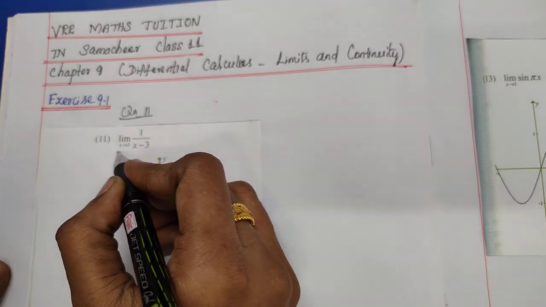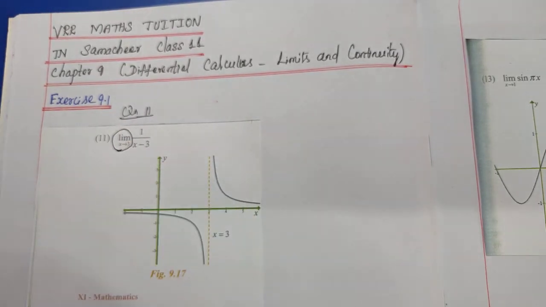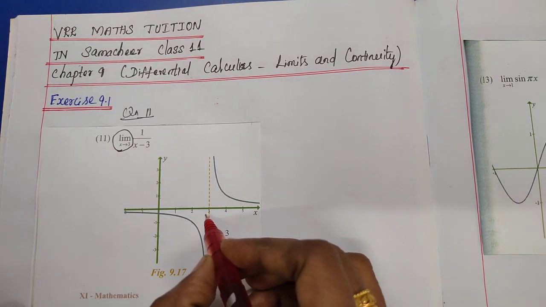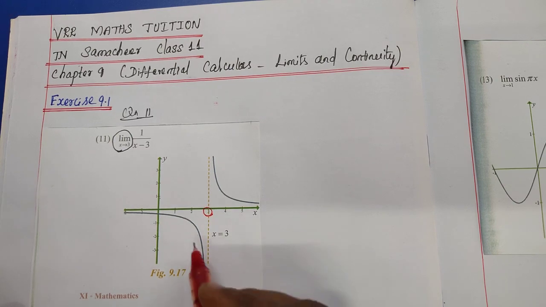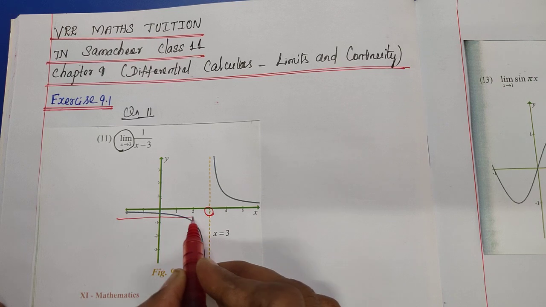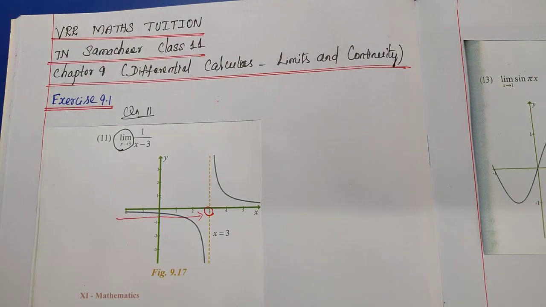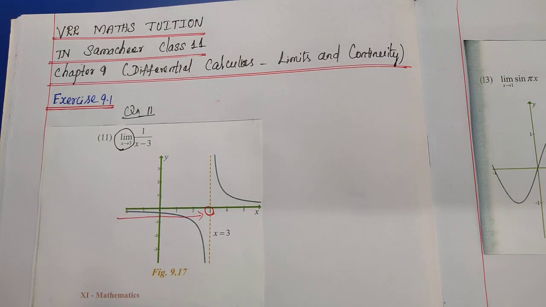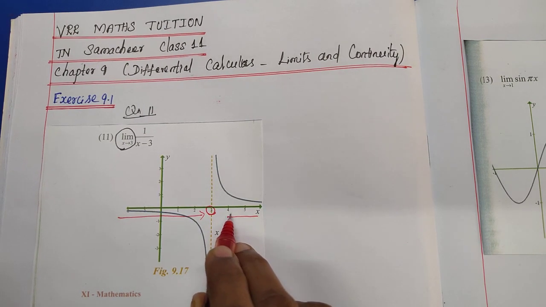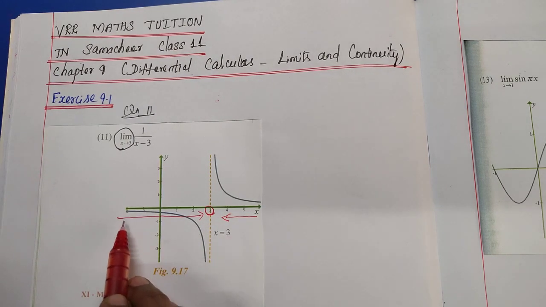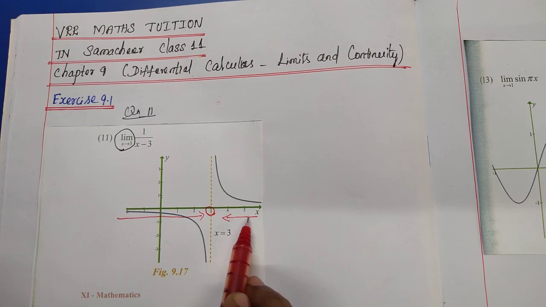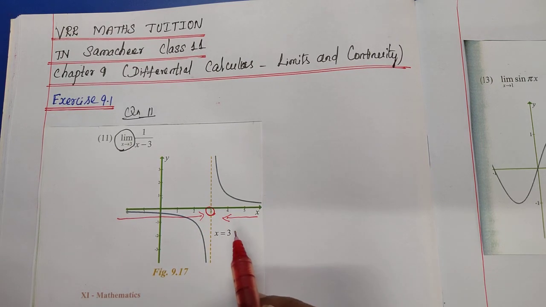Here our limit is x tends to 3. The position of 3 on the x-axis is this point. The 2, 1, 0, minus 1, minus 2 are all leftwards of 3, and all the points 4, 5, 6 are rightwards of 3. This arrow mark represents leftwards approaches 3. This arrow mark represents rightwards approaches 3.